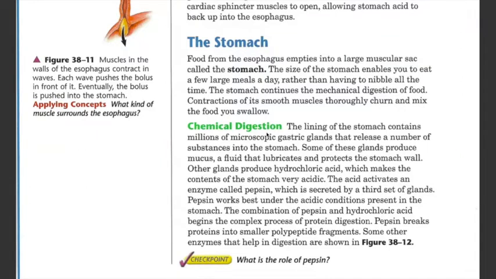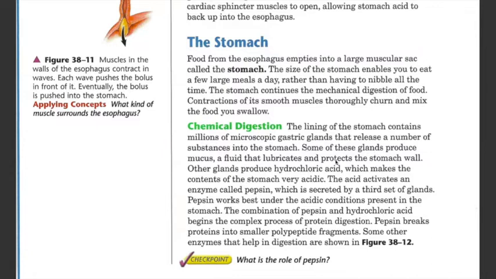Chemical digestion. The lining of the stomach contains millions of microscopic gastric glands that release a number of substances into the stomach. Remember we talked about glands in the notes? Glands are the clump of cells all going through protein synthesis, making chemicals.